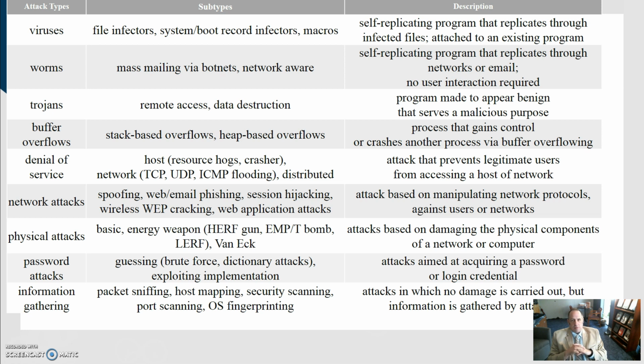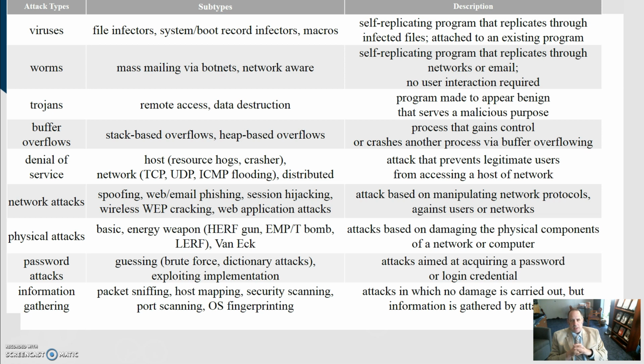There's also the buffer overflows, which would be a process that gains or crashes another process by overflowing a buffer. There's denial of service attacks, and that's an attack that prevents legitimate users from accessing a host or the network, and the subtypes there would be the network and distributed host denials of service. There's also network attacks, where the offender would have an attack based on manipulating the network protocols, and these attacks are typically against users or networks. These would include things like email phishing, spoofing, web phishing, session hijacking, and so on.